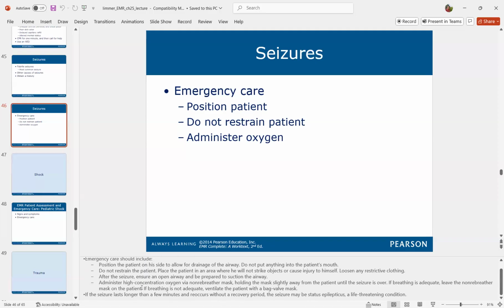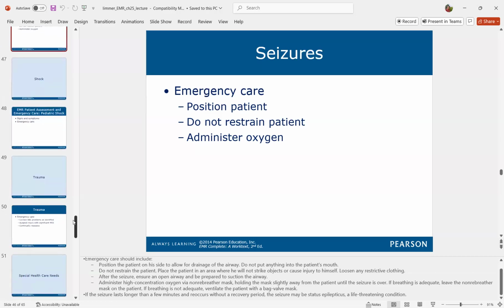If the seizure lasts longer than 5 minutes, or reoccurs without a recovery period, that is status epilepticus, just like in an adult, and that is a life-threatening condition. So we want to know when it started, when it stopped, how long it lasted, and what it looked like, when we get there, if it's been done.